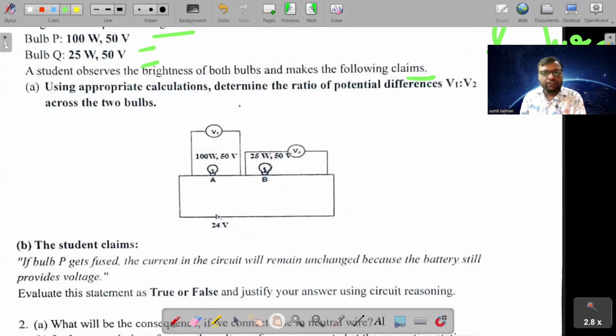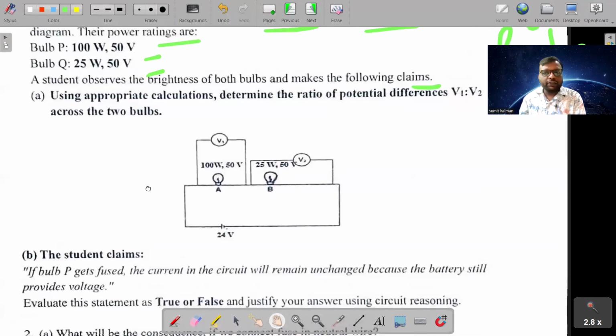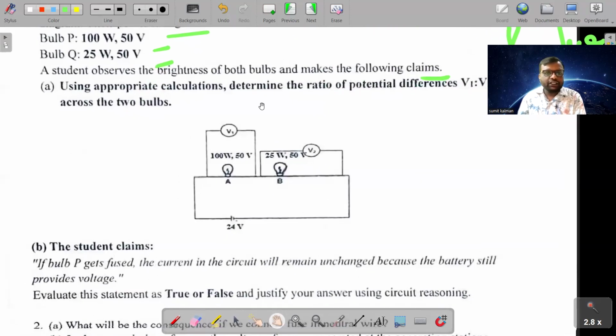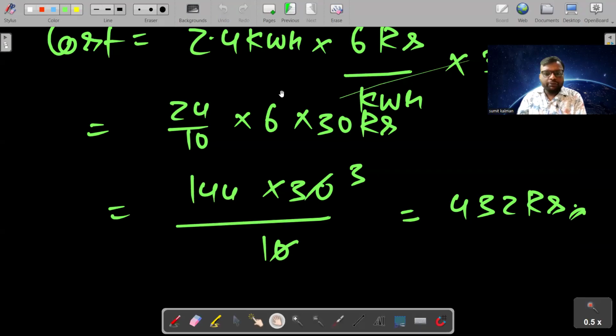Using appropriate calculations, determine the ratio of potential difference V1 to V2 across the two bulbs. These are two bulbs and they are connected to the same voltage supply, that is 24 volt. We have to determine the ratio of potential difference V1 to V2. So here we will proceed for the solution.